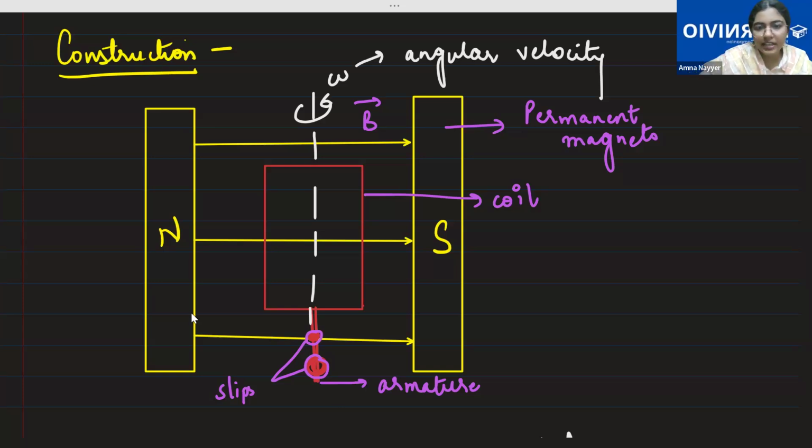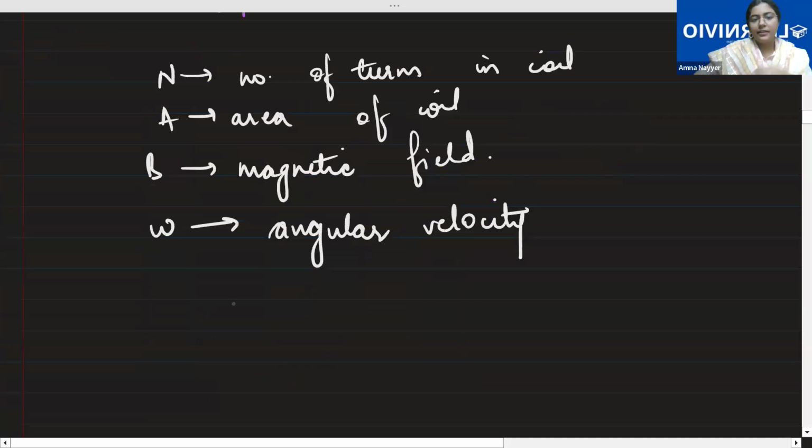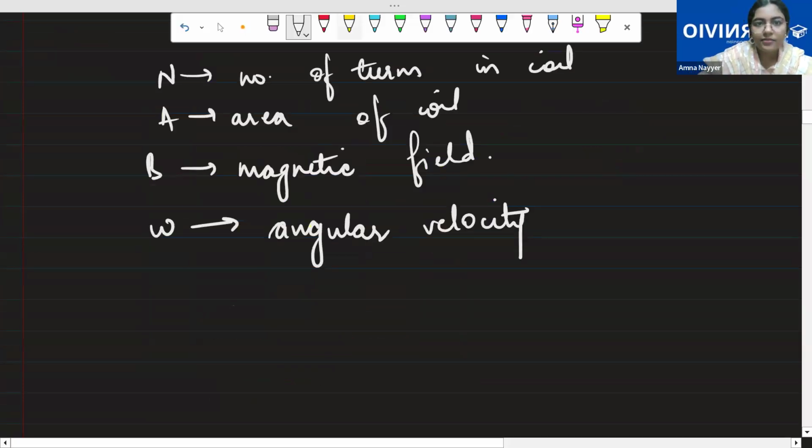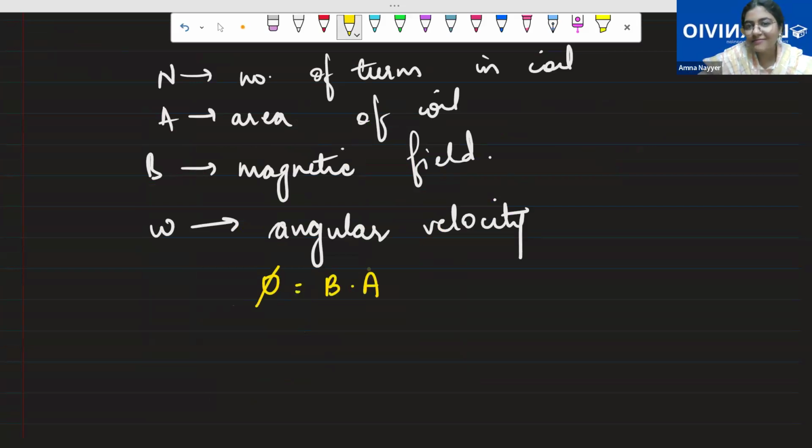Okay, Raneem, the variables you can write later. See, the flux that we have, flux is equal to B dot A.